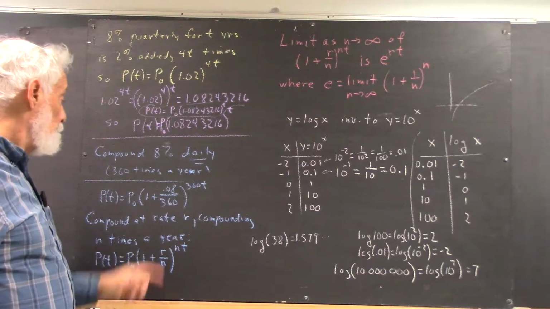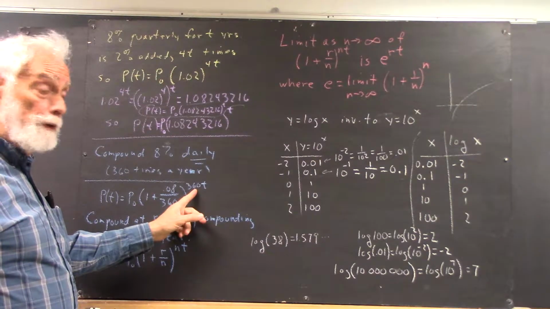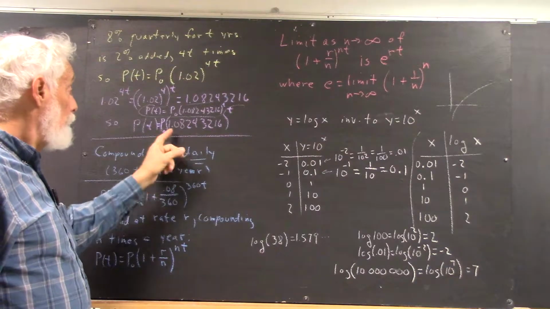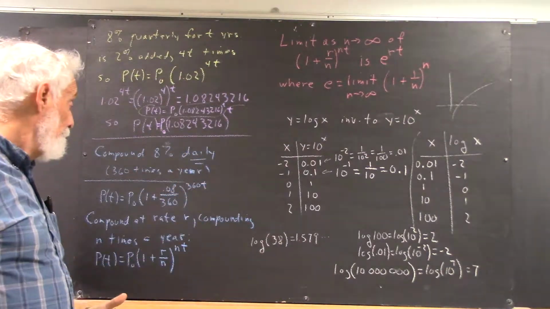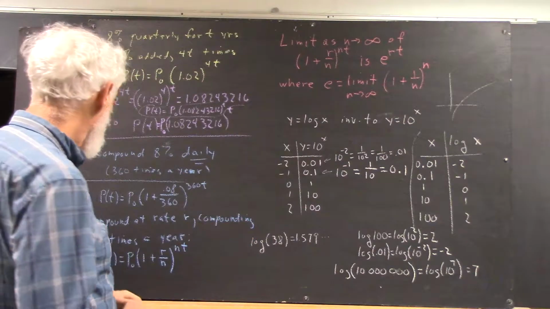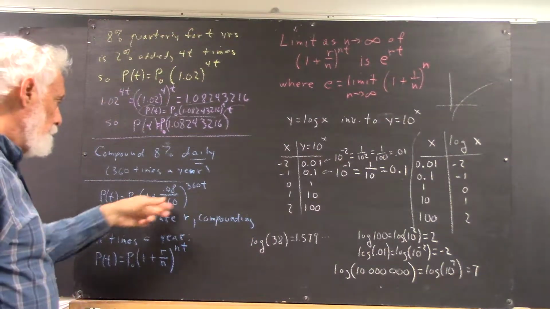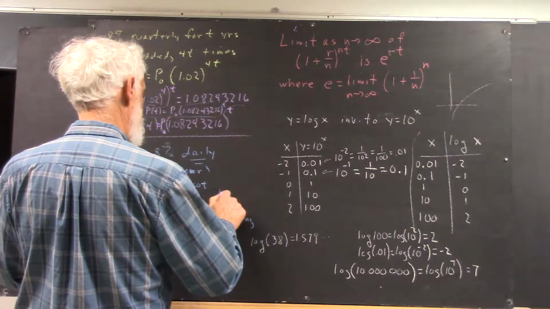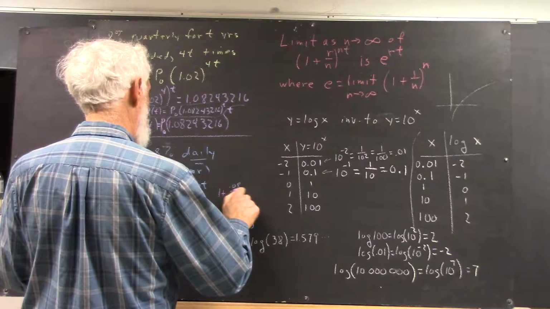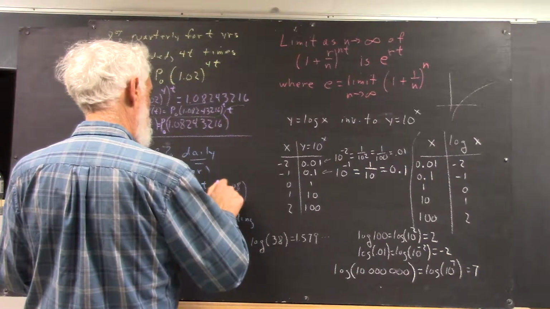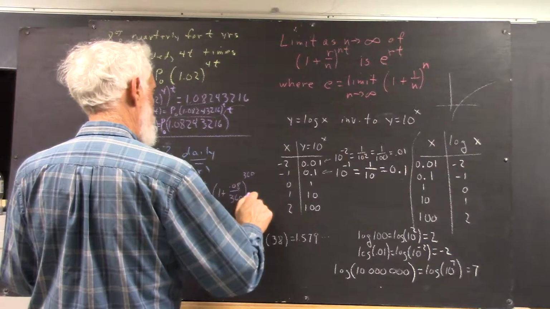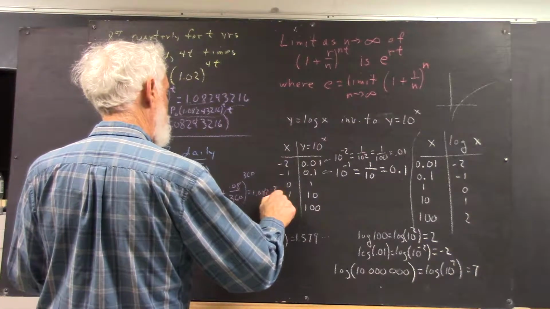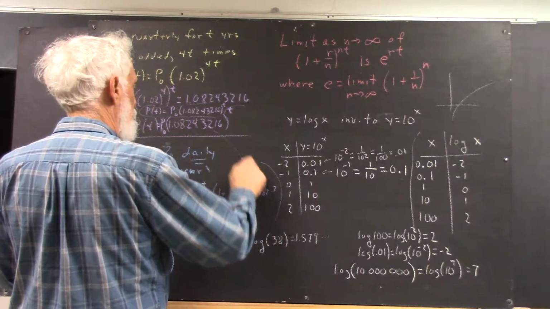Now you can raise this to the 360th power if you want and compare it to this. It's going to be a little bit more. You get a little advantage, not as big as you might think. So you could calculate that: 1 plus 0.08 over 360, raised to the 360th, equals 1.082 what? It's going to be a little more than this.